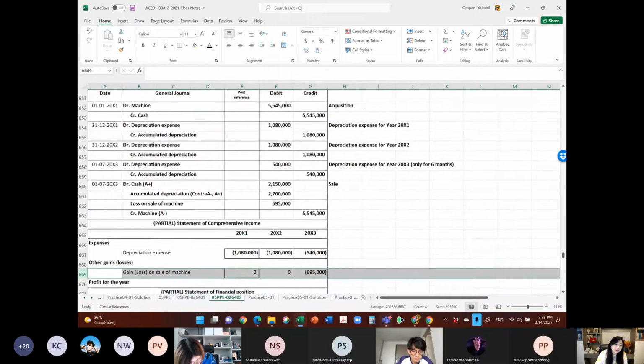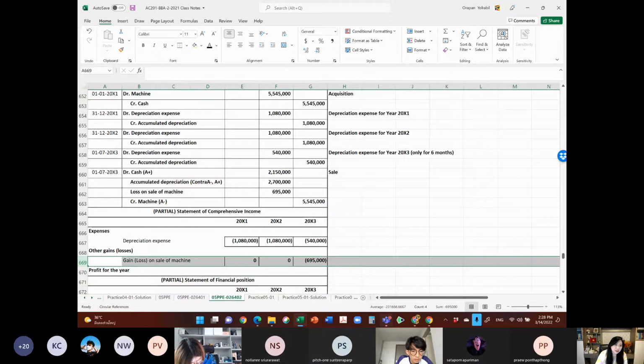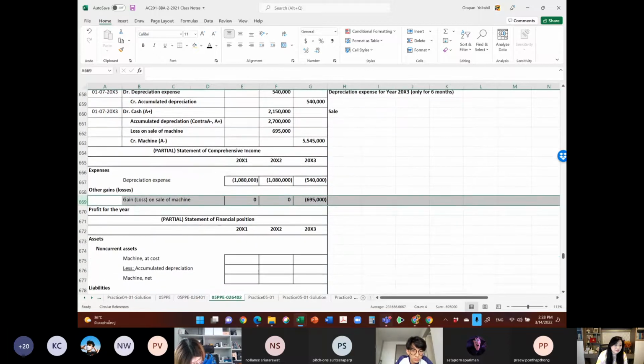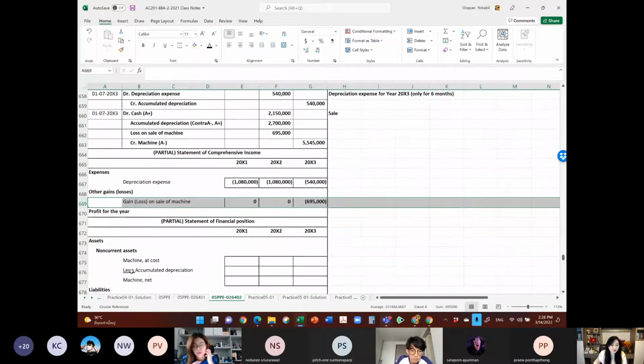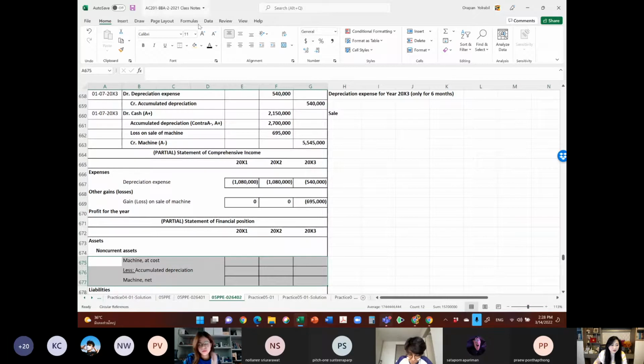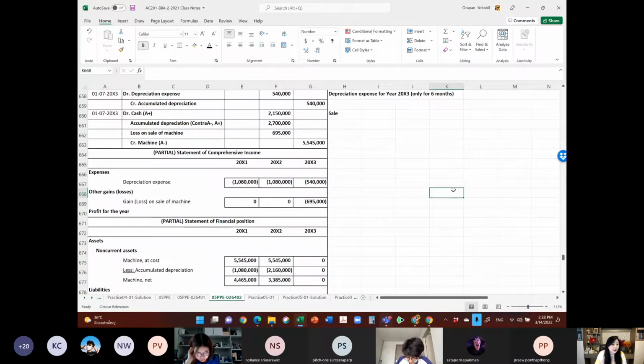Now for the statement of financial position, in year number 1, the carrying amount is 4,465,000, and for year number 2, the carrying amount is 3,385,000. And for year number 3, you no longer have the machine, because you sold it off already. Now, any questions on the financial statement presentation?